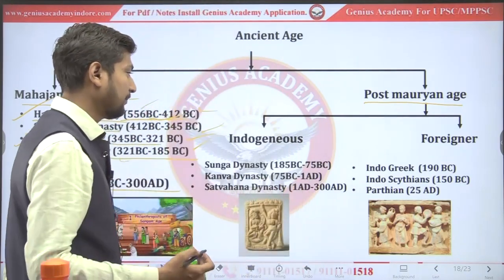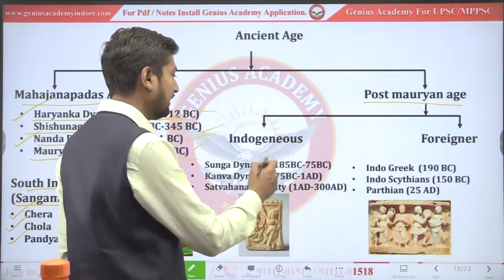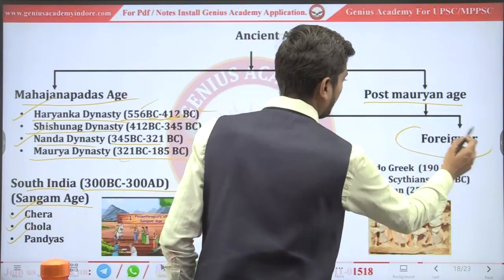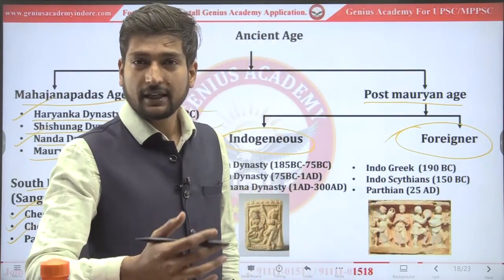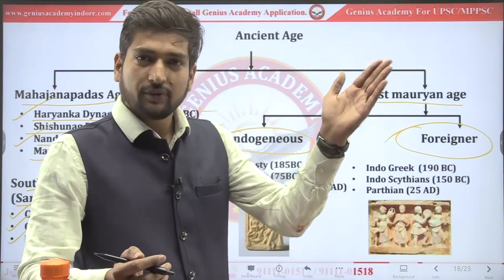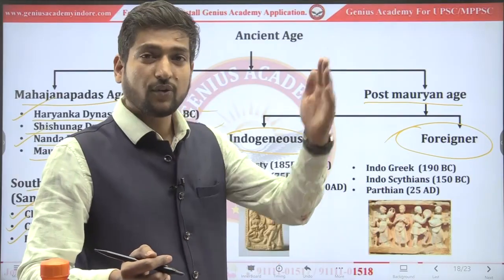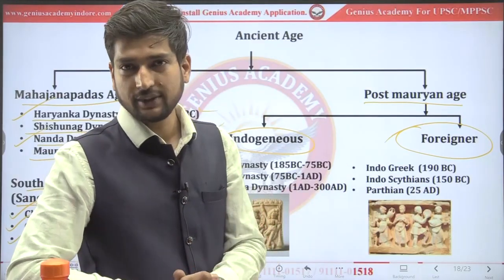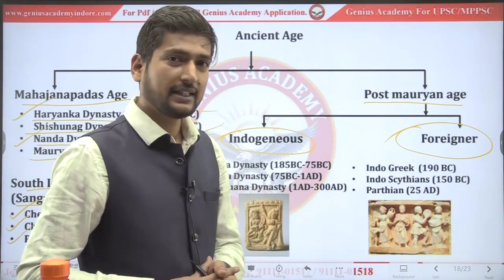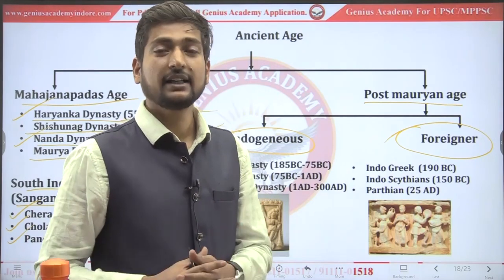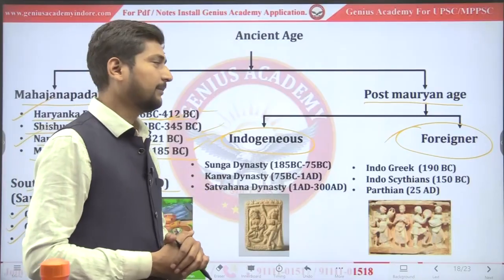So there are two types of dynasties, some Indian indigenous and some foreigners. Once the Maurya empire became weak, the northwest part of India became vulnerable. So foreigners started attacks from the northwest, and some provinces of the Maurya empire became independent. They declared their own independence. So we can see about them.